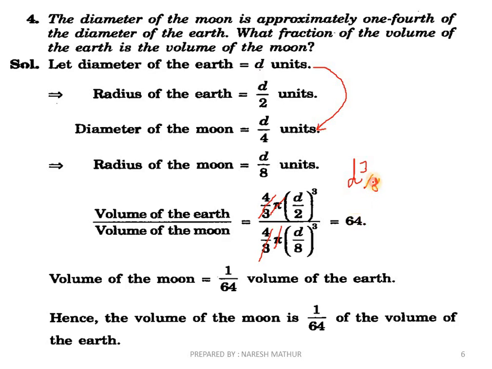Alright, d cube by 8 cube is like 512. So after solving it, we'll get only 64, because it will be reciprocated. So the volume of the moon equals 1 by 64th part of the volume of the earth. So we can say the ratio of the volume of the moon to the earth would be 1:64.